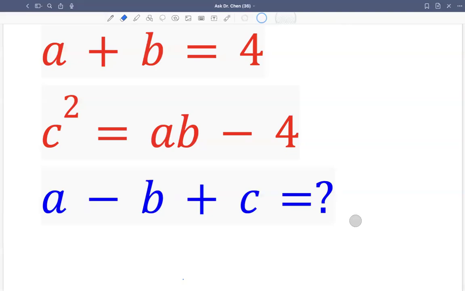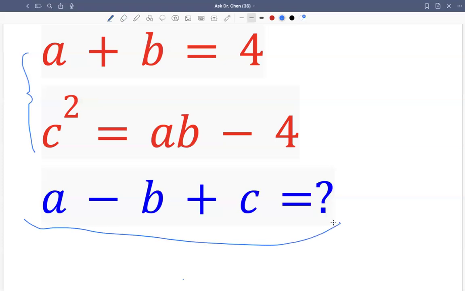Let's see this question. We're given two equations. So given these two, a plus b equals 4. So two variables, the sum of two variables equals 4. And then the third variable squared, c squared equals the product of ab minus 4. And we are asked to find a minus b plus c.